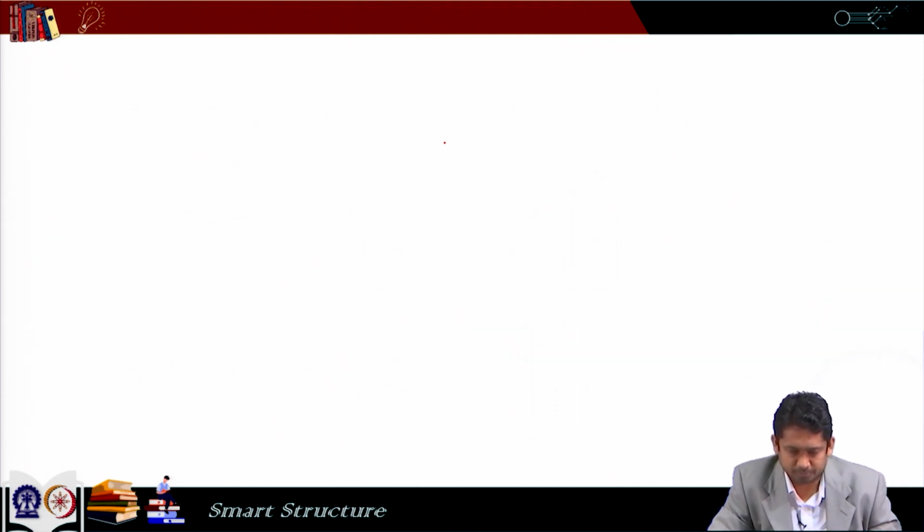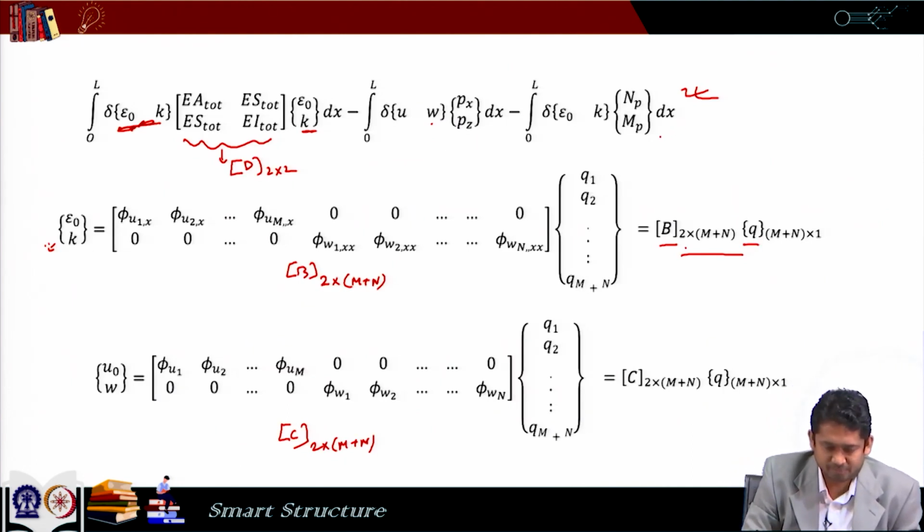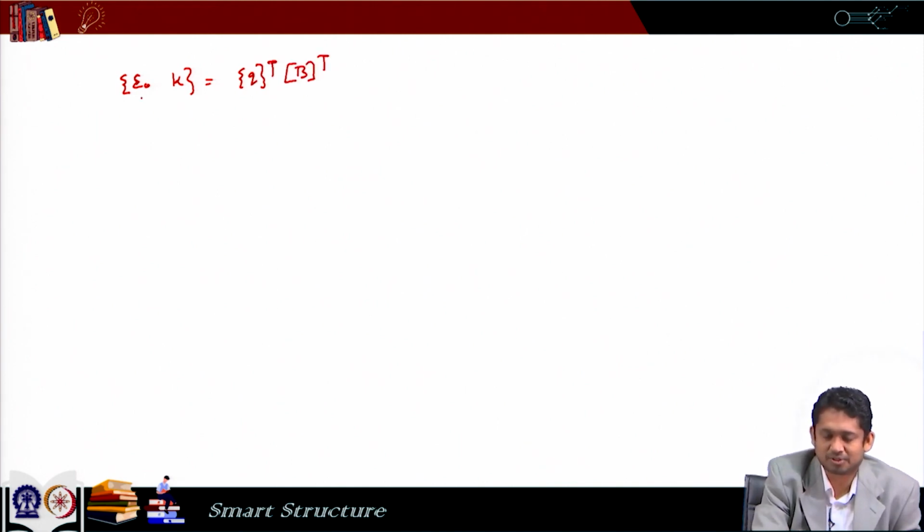Now, we will rewrite this entire expression with the help of this B and C. We know that epsilon 0 and kappa, when I write it as a row vector, this will become Q transpose multiplied by B transpose, because epsilon 0 kappa, when it is a column vector, is B into Q.